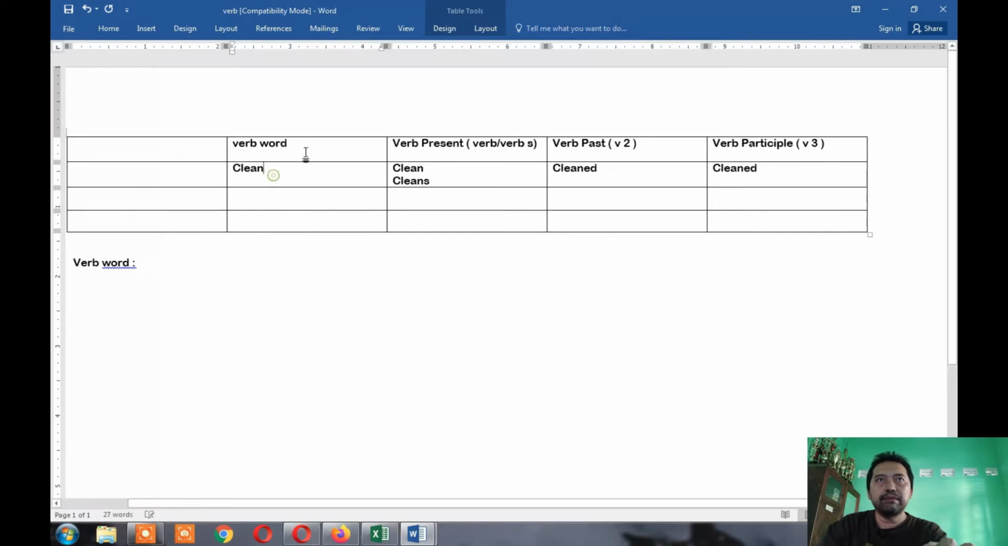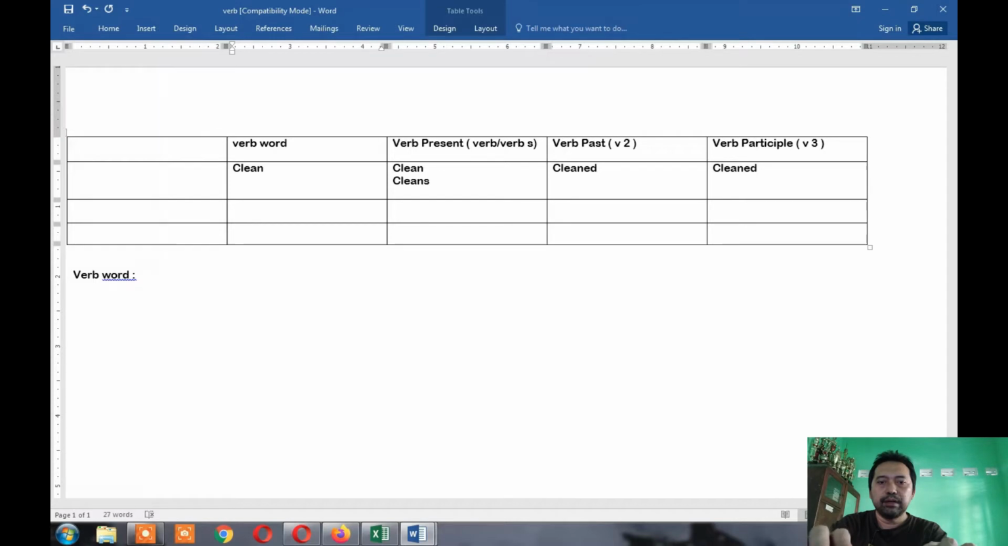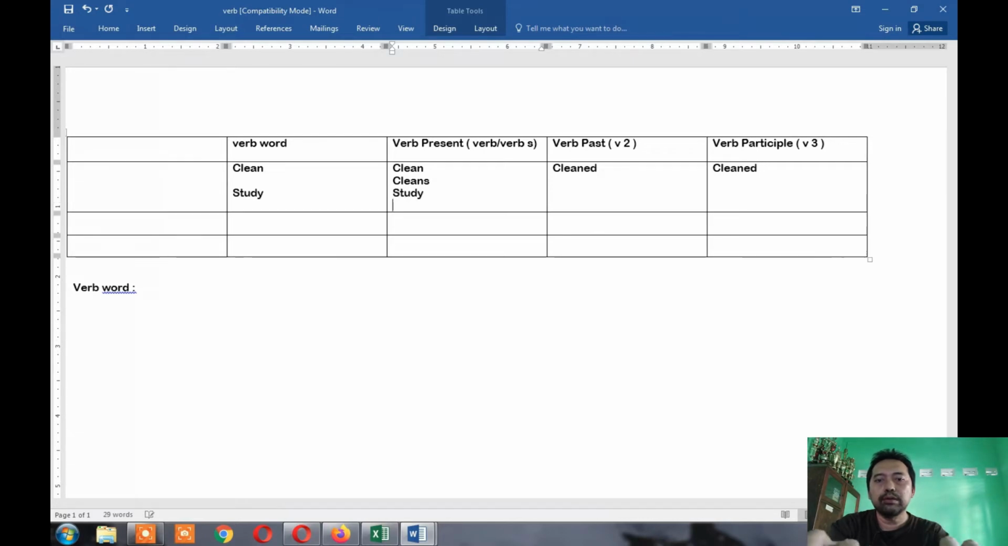Now another example of a verb: study, right? In present it becomes study or studies. And then in the verb past it becomes studied, because again it is a regular verb. So in verb 3, the participle, it becomes studied again. This is a regular verb.